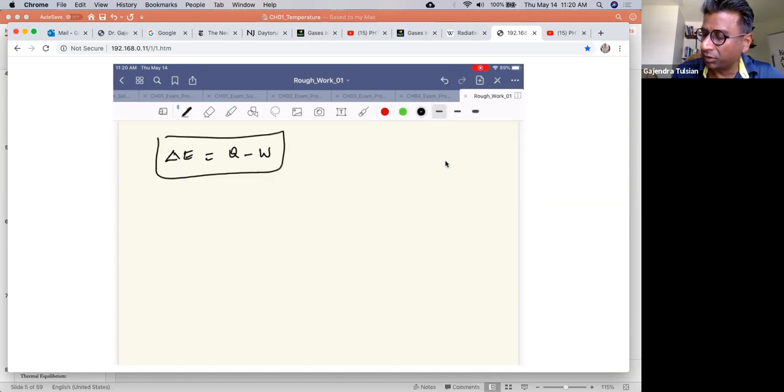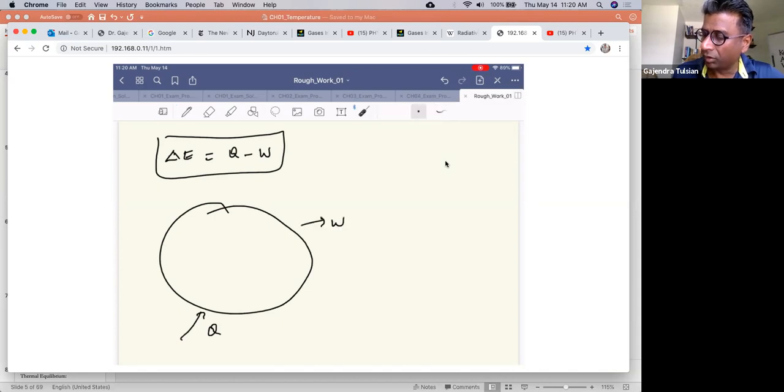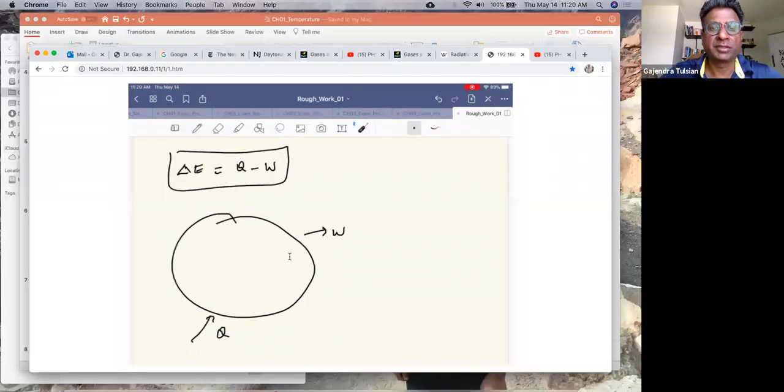So here is a thermodynamic system. You give it Q amount of heat, and if this system did W work, the first law of thermodynamics states the change in internal energy of a system is equal to the amount of heat added to the system minus the work done by the system. So if you give the system 100 joules of heat and it does 30 joules of work, its internal energy increased by 70 joules. So that's what the first law of thermodynamics says.